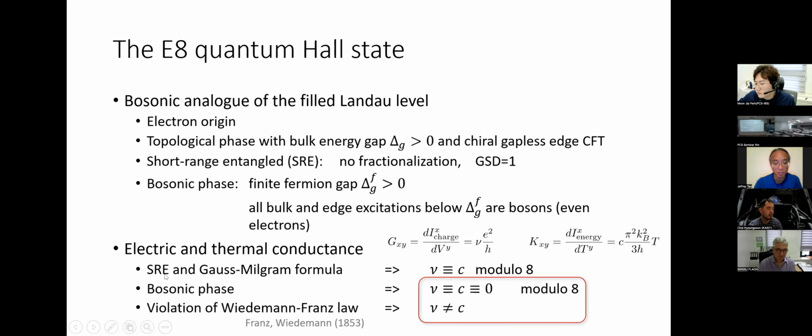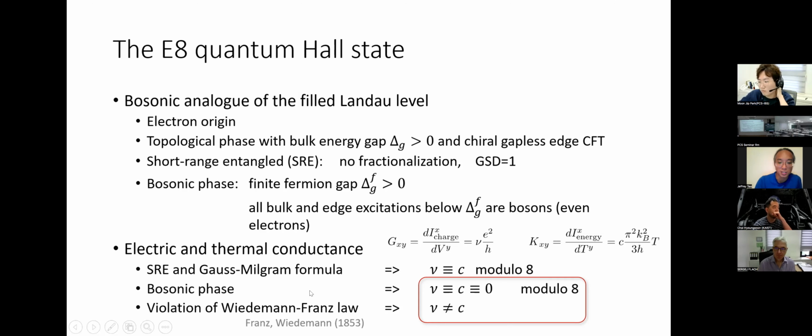So the short range entanglement, meaning no fractionalization, and the Gauss-Milgram formula require that the filling number nu and the central charge C must be equivalent modulo 8. This means that they in general might not be equal, but the difference between the filling number nu and the central charge C must be an integer multiple of 8. If we enforce the bosonic requirement, then this further restricts the filling number and the central charge to both be integer multiples of 8.